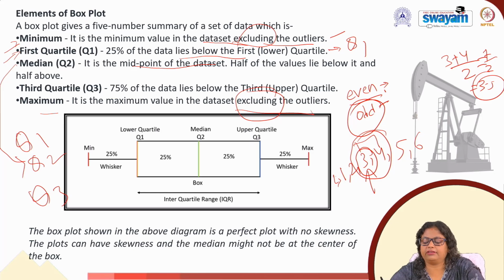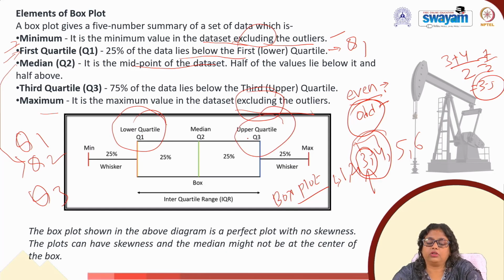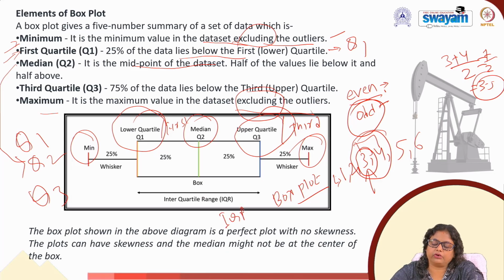Here is one representation of the box plot. What you can see here is the lower quartile, the upper quartile, that is Q3 or third quartile. This is the first quartile, this is the third quartile, and this is the median, Q2. Then we have the minimum, the maximum, and this is the interquartile range, IQR, that we are going to talk about. IQR is Q3 minus Q1.